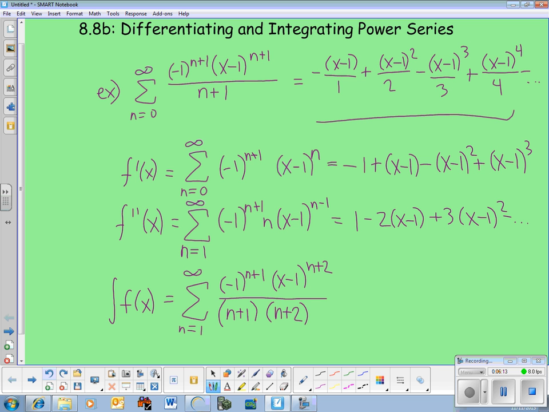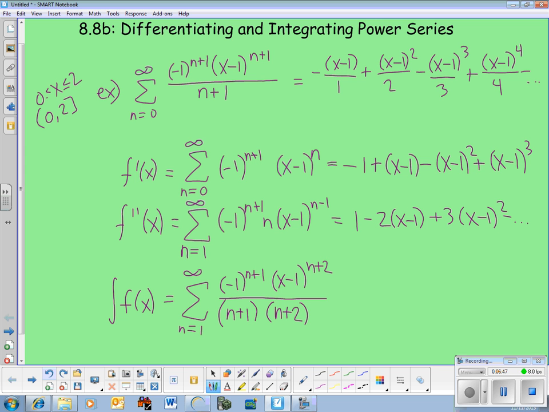What I want to talk about more is the intervals of convergence. Now, I'm going to give you that the interval of convergence for the original function was 0 to 2, and that includes the 2, but it does not include the 0. All right, so this thing converges anywhere from 0 to 2. We could also write it like this.